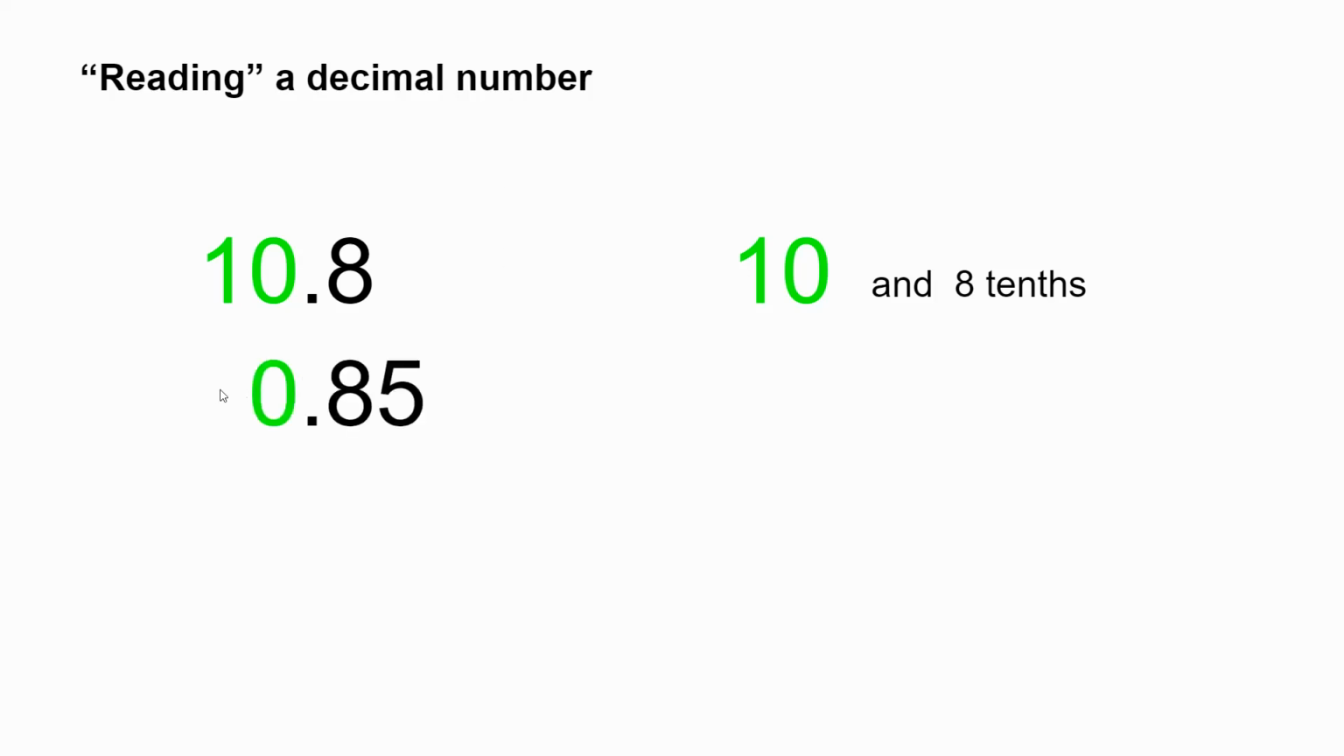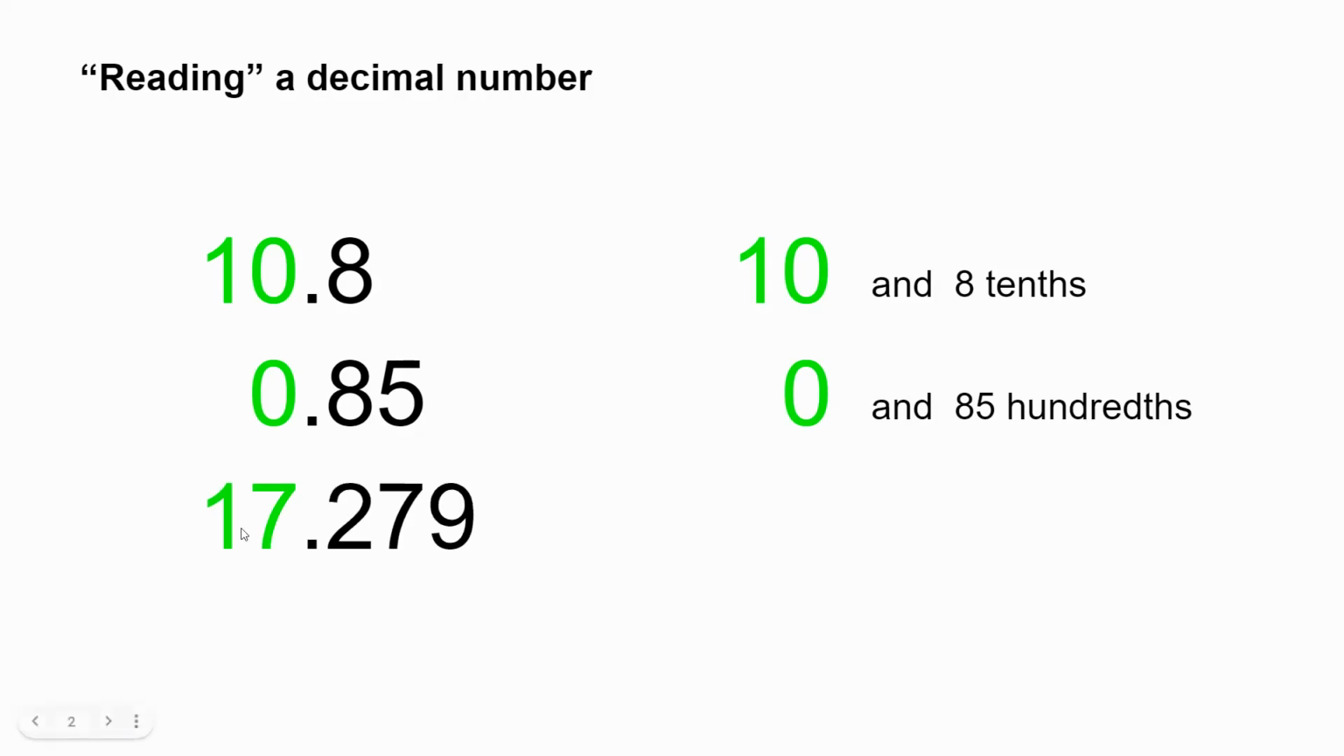Here we have another example, 0.85. Here we have no whole number part, so we might say 0. And because we want to look at this as one number, 85, and then consider how many places it goes out to. It goes out to the 100th place, 85 hundredths.